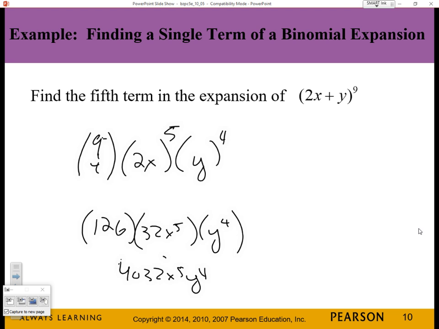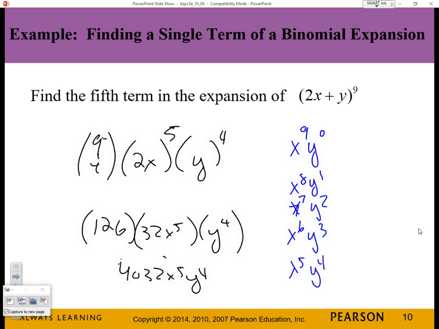Because remember how it starts with 0? So to get to the 5th term, you'd have 0, 1, 2, 3, 4. My highest x would be 9, right? It would be y to the 0. Then we go 8, 7, 6. And then y is 1, 2, 3, 4. First term, second term, third term, fourth term, 5th term. 4. That's my r right here.